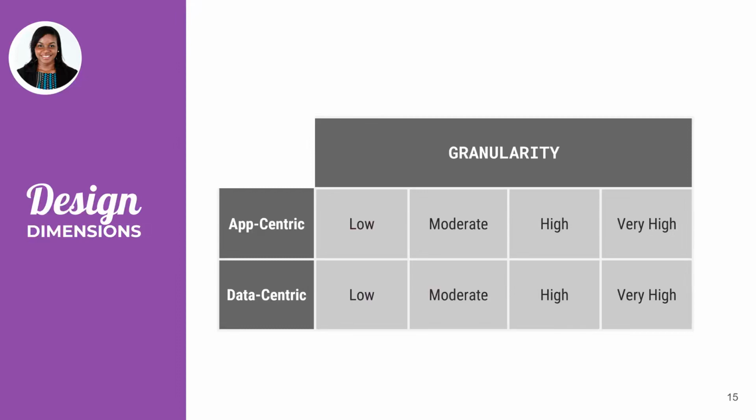For instance, if a design was app-centric with low granularity, that would feature just the number of shares that was given. But if it was very high, it had more features. So it would tell you what was shared, how often that was shared, who it was shared with, and it would give you more insights into when that happened.